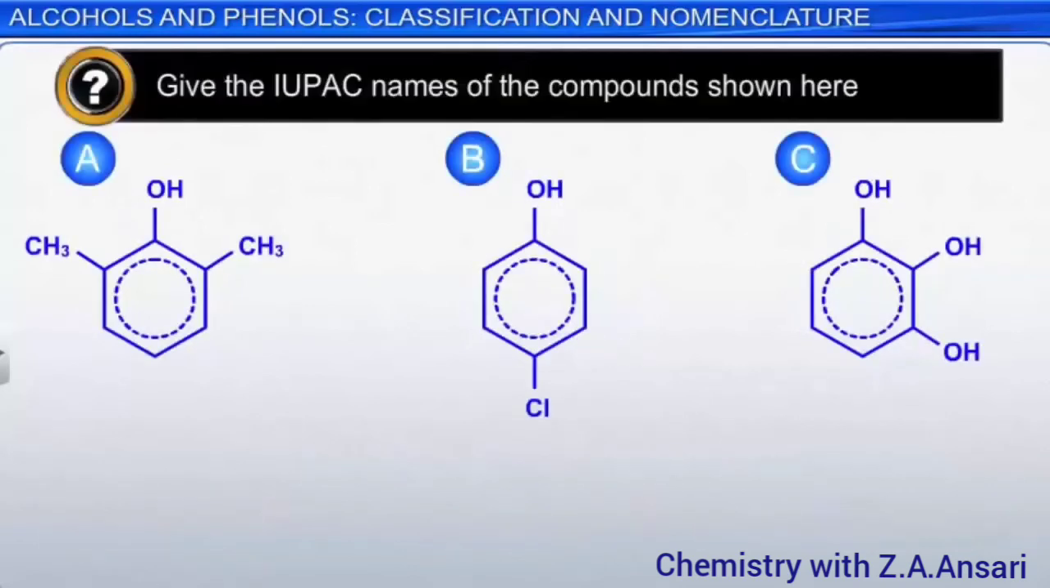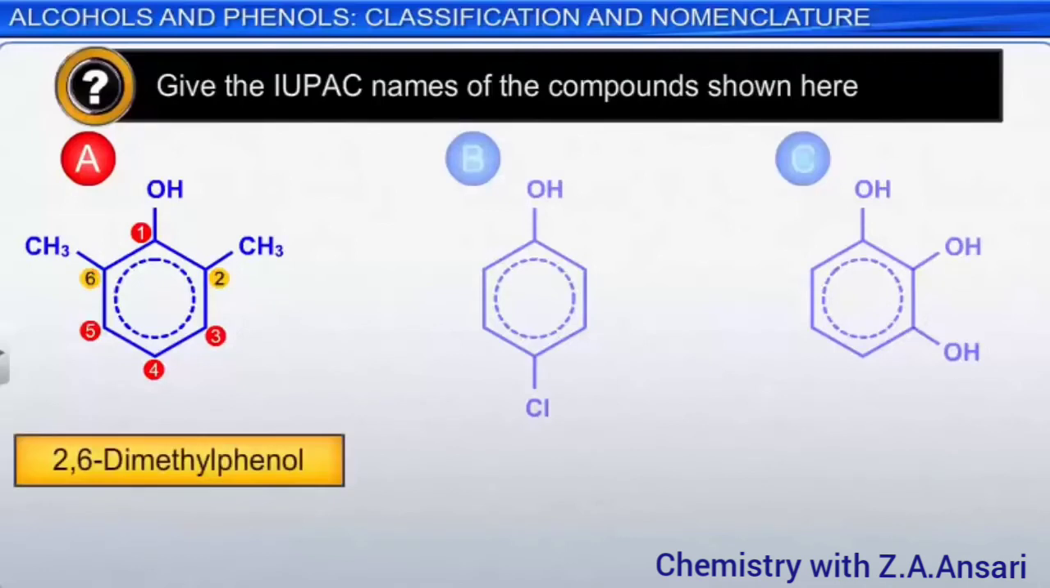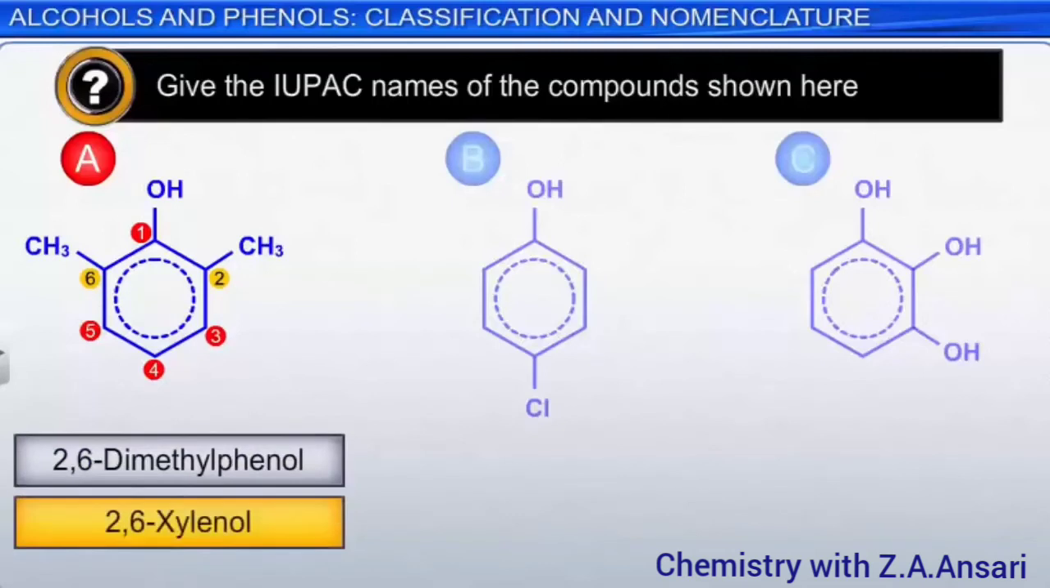Let's do some more practice problems. Give the IUPAC names of the compounds shown here. Remember, the location of the hydroxyl group is carbon number 1. So, molecule A can be named 2,6-dimethylphenol. Its common name is 2,6-xylenol.